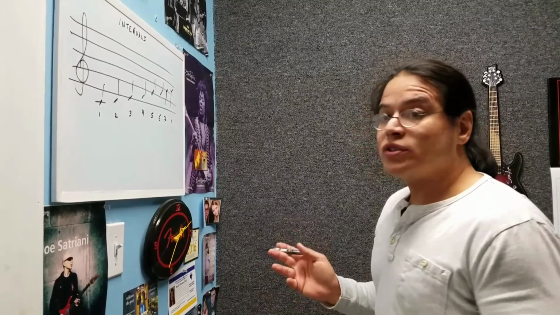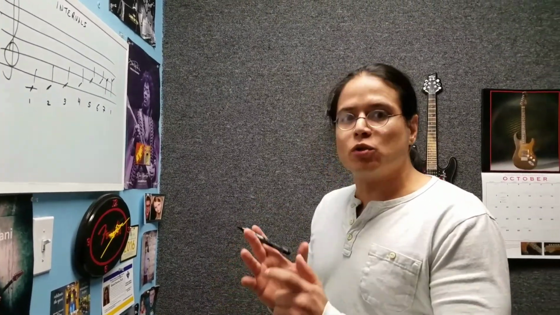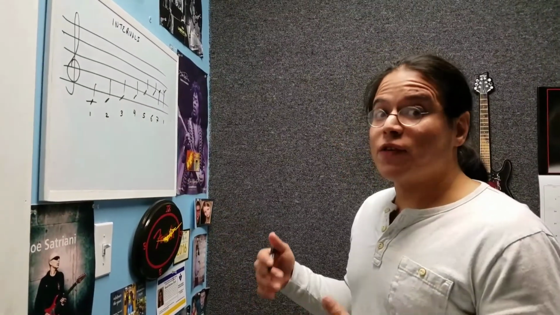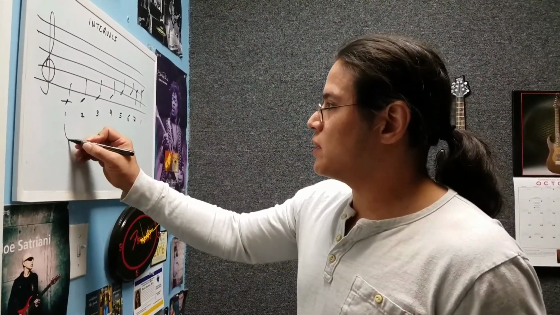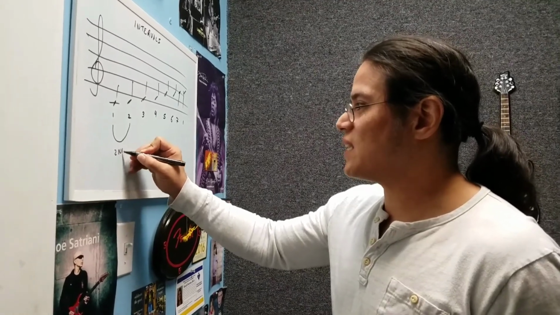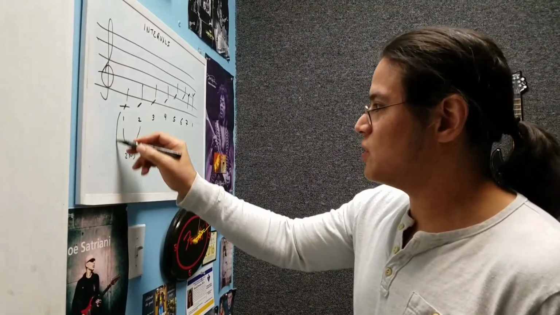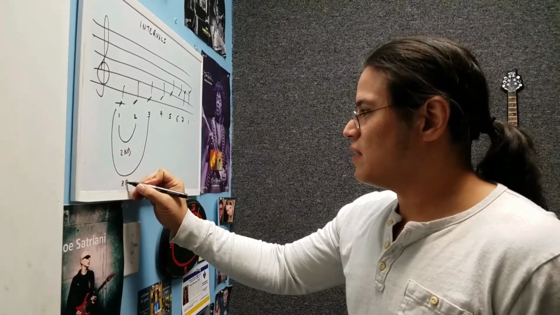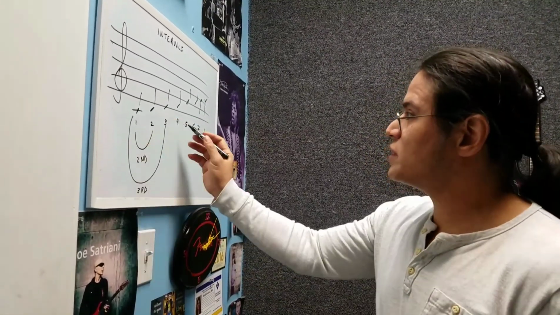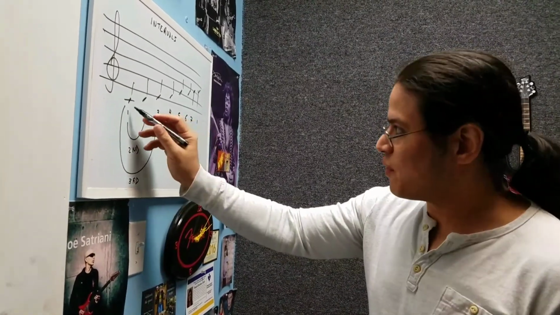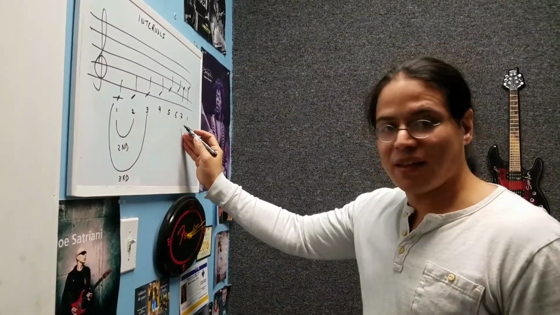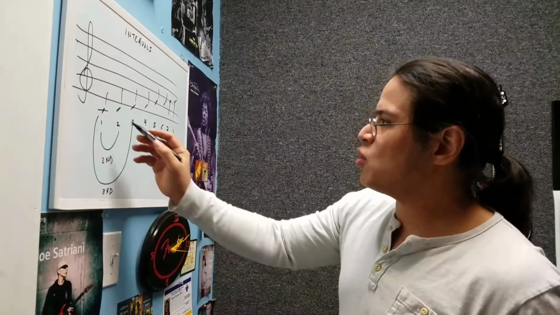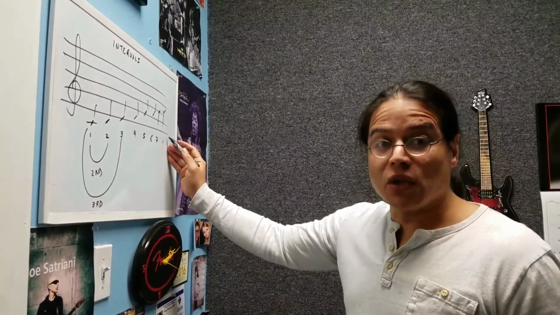Okay? So an interval, by definition, is just the distance between two notes. That's it. That's what an interval is. Now, the different types of intervals, that's where all this stuff comes in. The distance between the first note and the second note is called a second. The distance between the first note and the third note is called a third. From the first to the fourth, it's called a fourth. From the first to the fifth, it's called a fifth. From the first to the sixth, it's called a sixth. From the first to the seventh, it's called a seventh. And then when you go from the first note to the last note, that's called an octave.